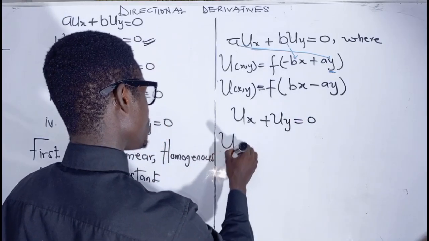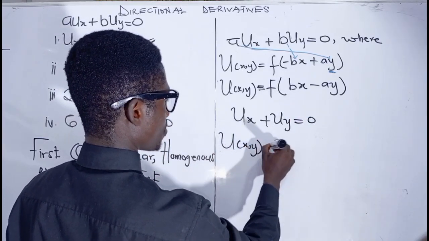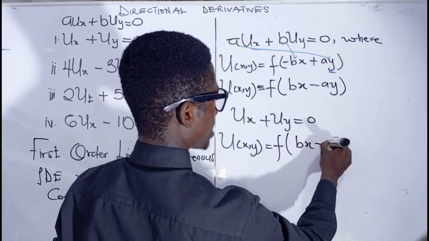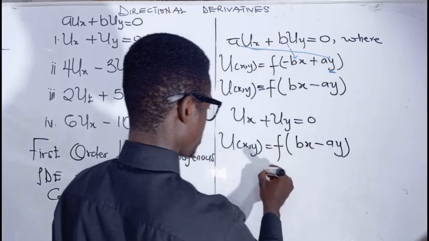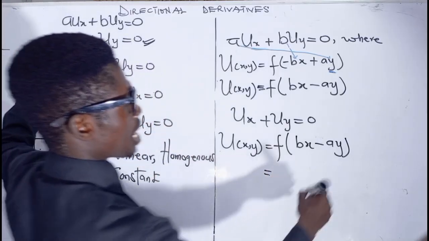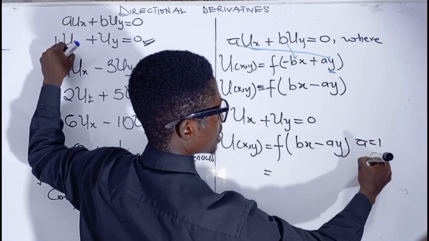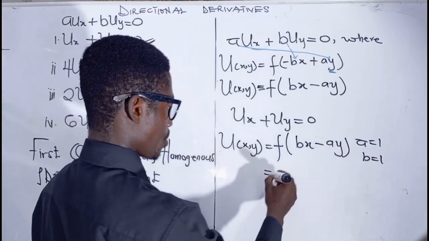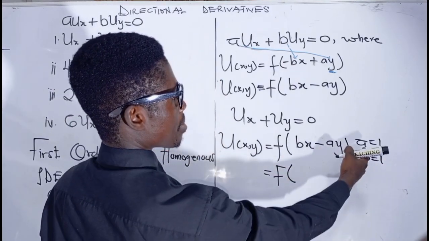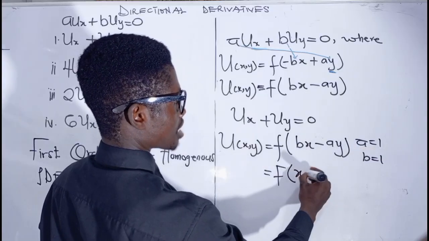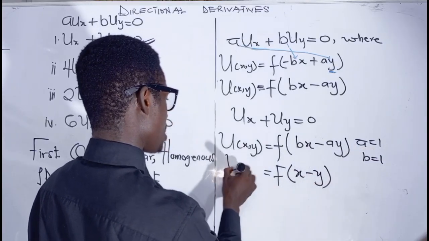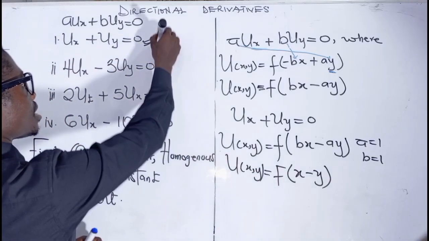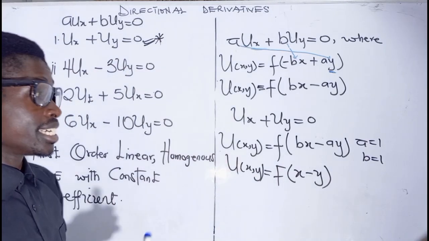And we are saying that the general solution is of the form a function of bx - ay. So from here, our a is 1 and our b is also 1. So we are just going to plug them into this. So we have a function of x - y. And this becomes the general solution for this particular PDE. Very, very easy and simple.